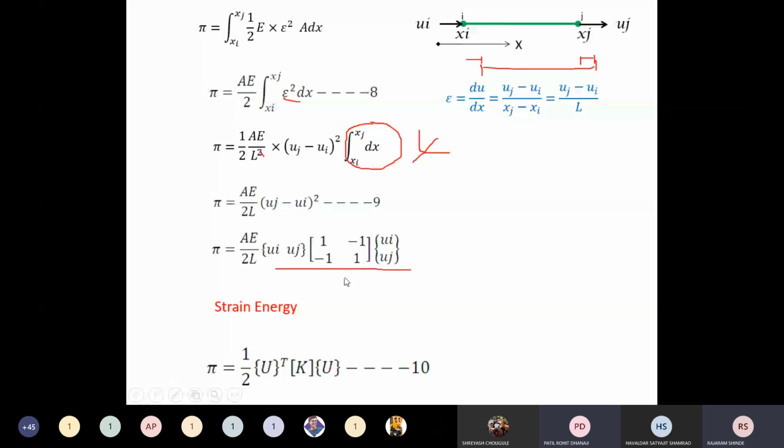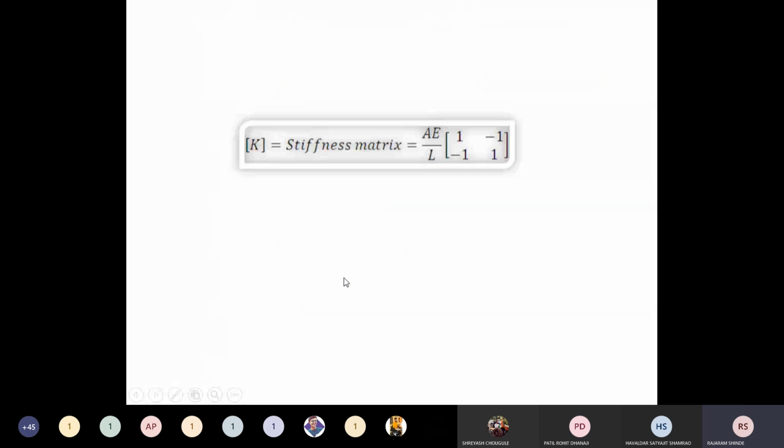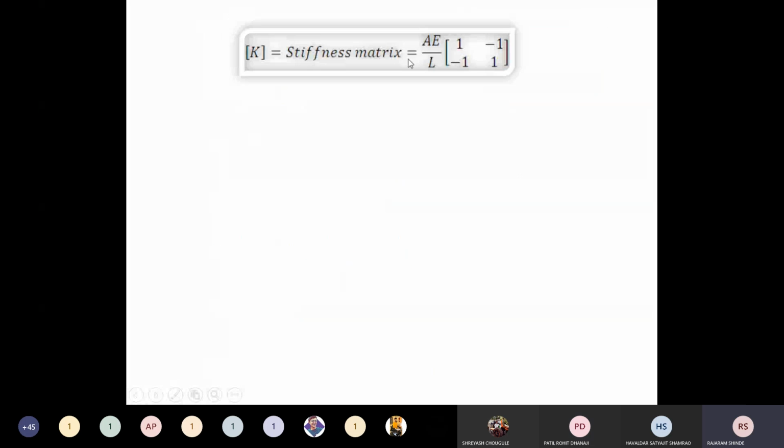Okay. Now you will get this as a K matrix, and it is known as the stiffness matrix, AE by L times 1 minus 1 minus 1 1. And this one is a displacement matrix. Your strain energy is half of U transpose K into U. Now why is it called a stiffness matrix? I will tell you why it is called a stiffness matrix.